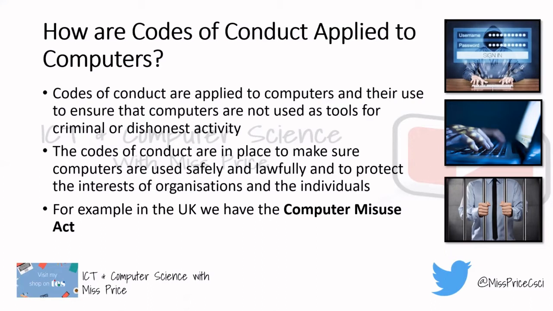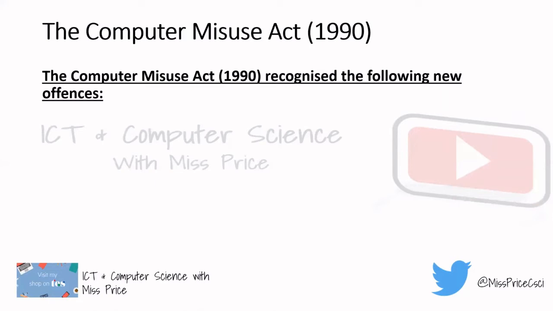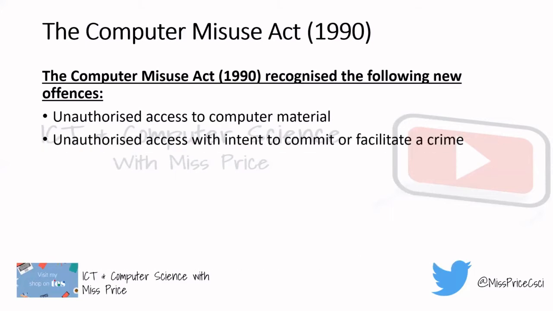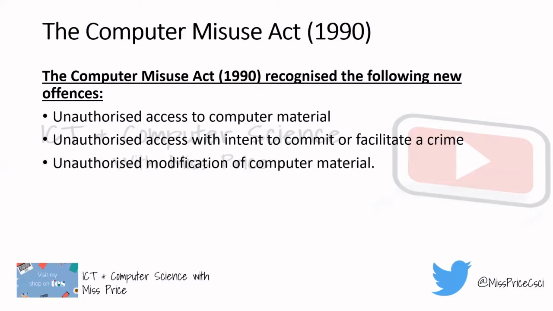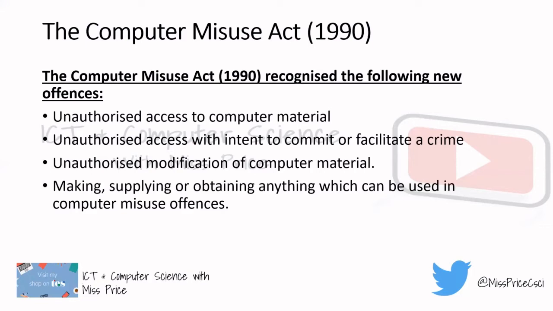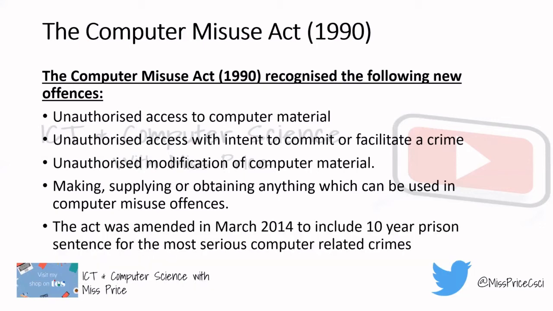For example, in the UK, they have the Computer Misuse Act. The Computer Misuse Act covers lots and lots of malpractice that can happen within an organisation, to make sure that the organisation protects itself and is protected, and the perpetrator is brought to justice. Now, the Computer Misuse Act 1990 recognises the following offences: unauthorised access to computer material, unauthorised access with intent to commit or facilitate a crime, unauthorised modification of computer material, and making, supplying or obtaining anything that can be used as a computer misuse offence. The Act was amended in 2014 to include a 10-year prison sentence for the most serious computer-related crimes.